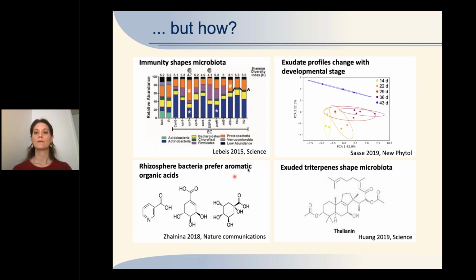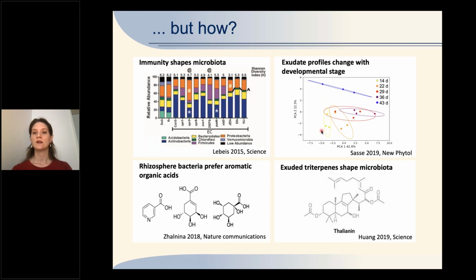Then also the plants in different developmental stages have been recorded to have different microbiomes, and the same is true for root exudates. And exudates in that case are the metabolites that are produced by the plant and exported from the roots that are found in the rhizosphere and that are available by microbes to use.